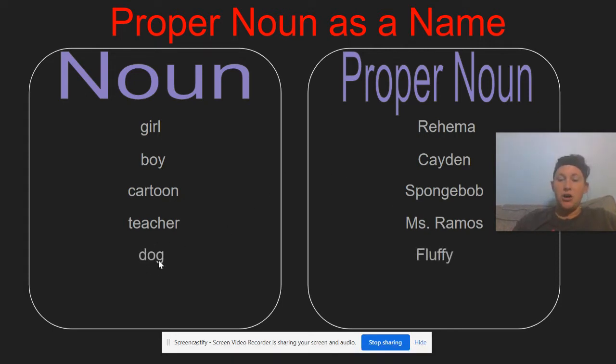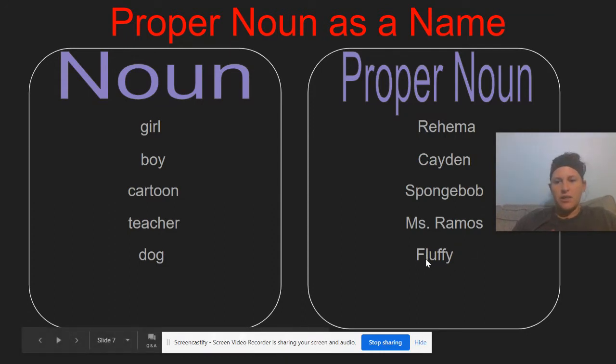Right, next is dog. So dog is a noun and it can mean any dog in the entire world, but when you're talking about somebody's specific dog that's special and you're going to use it specially in a sentence, you have to capitalize. So I use the word Fluffy.